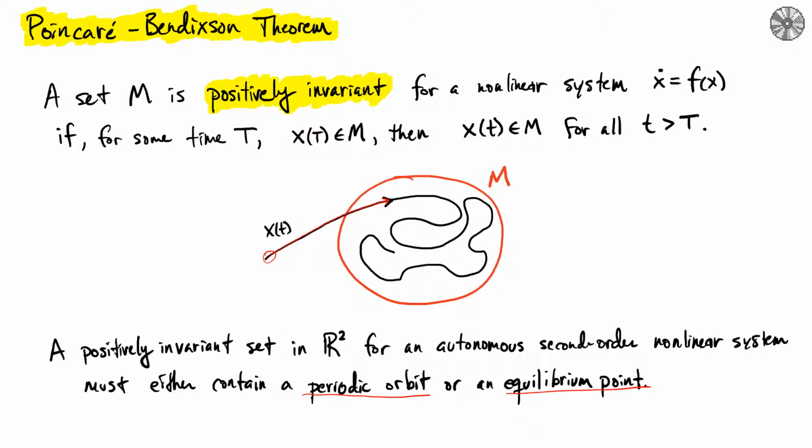And so this Poincaré-Bendixson theorem gives us a tool to define these positively invariant sets to help determine the stability of nonlinear systems for more complex geometries. But the nice thing is we can pick this M however we want, if we can show that it's positively invariant. And so now we'll see an example of how that works.